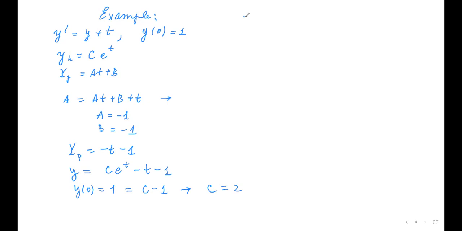So my exact solution is y equals 2e to the power of t minus t minus 1.